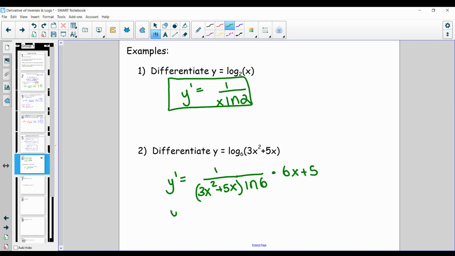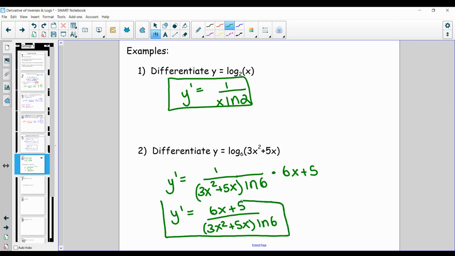So just to kind of clean it up and write it a little bit nicer, we're going to have 6x plus 5 over 3x squared plus 5x times ln of 6. So instead of writing the 1 on the top, if you know that it has a derivative and you're multiplying by the derivative, you can just put the derivative right on the top since it's always going to be multiplied by 1. Sometimes things can simplify. Here they can't, but if something could simplify with the top and the bottom, you want to try to do that as well.